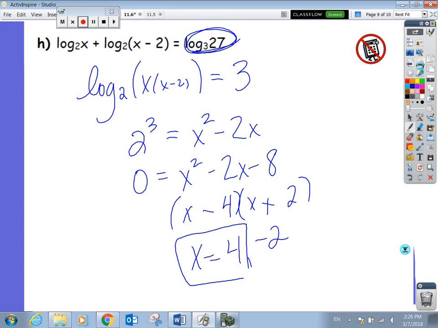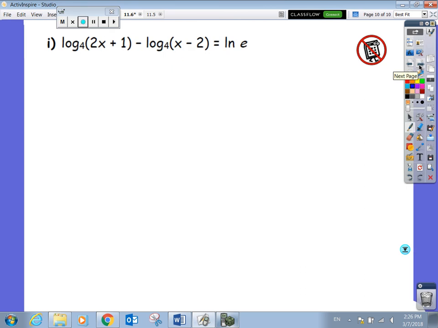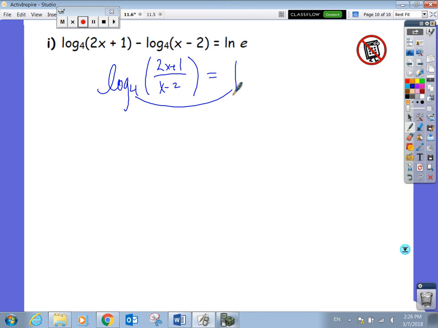And this last one, the same thing. When you look at that, you think, okay, that's probably a typo, but it's not. We need to know that the natural log of e is 1. So this is log base 4 of (2x plus 1) over (x minus 2) equals 1. Natural log of e is 1. So if you get something that looks like you can't do it, think about evaluating. What we did for 2 days, 11.3, 11.4. So then 4 to the 1 equals the argument.